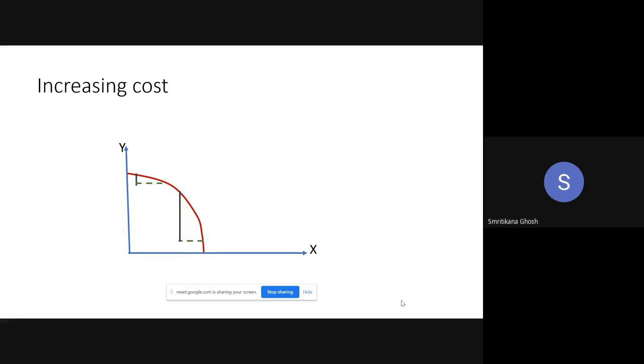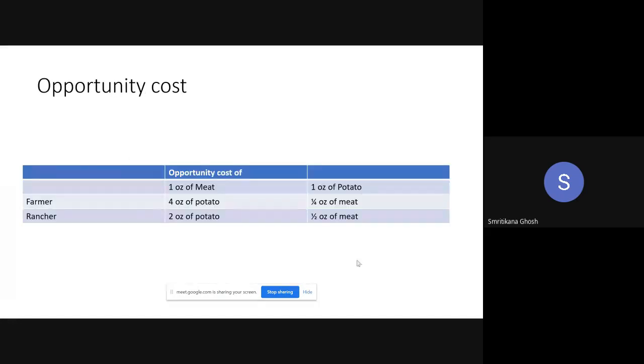Okay. Just ask your question fully at first, then I will explain. Ma'am, this part I didn't understand. It is less than its opportunity cost. Okay. So what actually does it mean? Look, what is the opportunity cost? So for that, I have to go here. So for the farmer, what is the opportunity cost of meat? It is 4 ounces of potato. This is the opportunity cost of meat in terms of potato for the farmer.